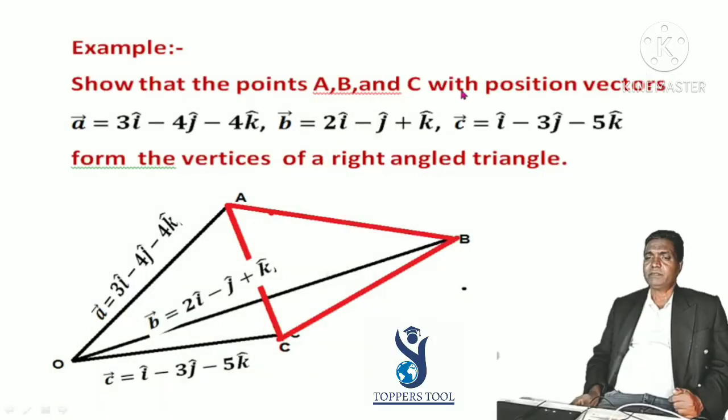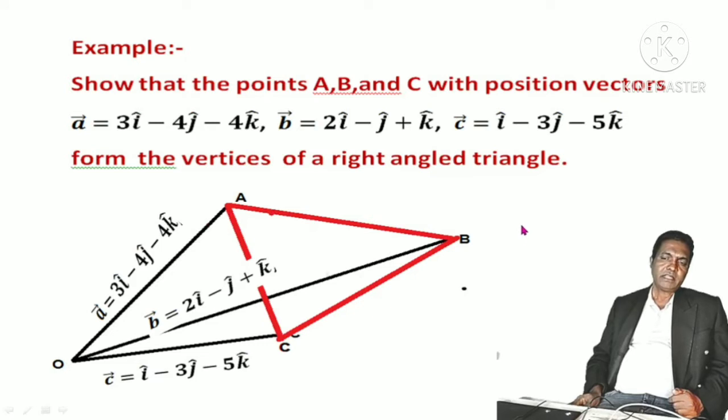Show that the points A, B, C with position vectors a, b, c are given, and you are supposed to show that these points A, B, C are the vertices of a right angled triangle. Means you have to show that triangle ABC is a right angled triangle.